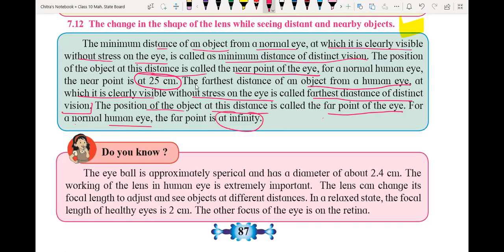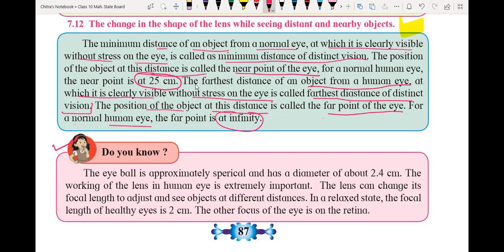Okay, now we have to cover the do you know part. So have you understood that the minimum distance for distinct vision is 25 centimeter and the maximum distance is infinity, by which our eye is able to see those objects clearly without any stress on the eye?